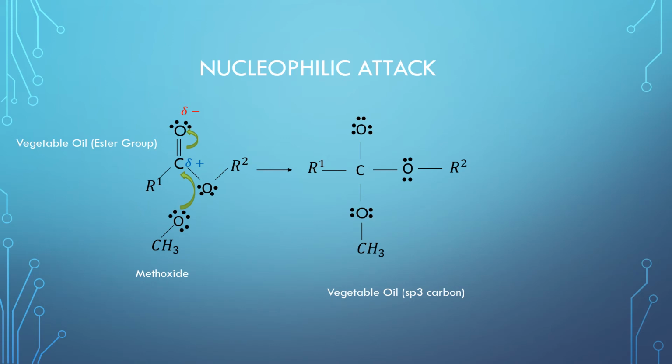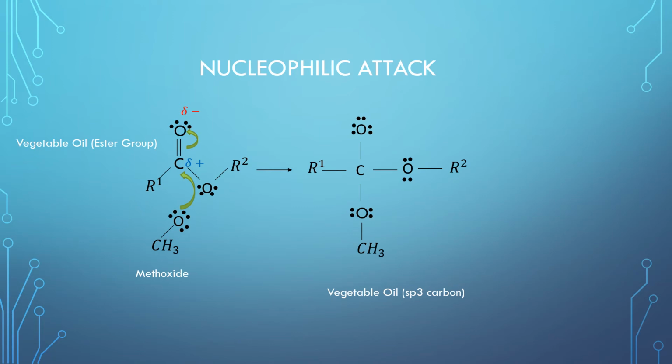The next step of the transesterification reaction is nucleophilic attack. Here is the ester functional group on the left. This is from the vegetable oil which we want to react. As you can see, the central carbon atom of the ester group has a partial positive charge, as it is bound to two more electronegative oxygen atoms. This makes the carbon electrophilic as it wants more electron density to gain stability.